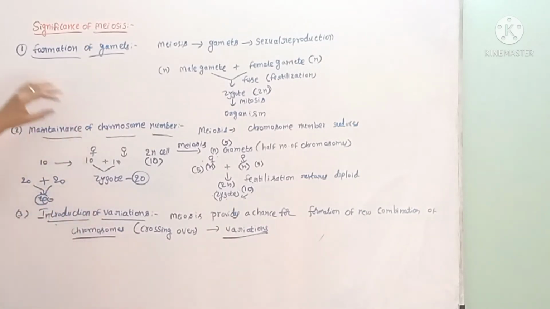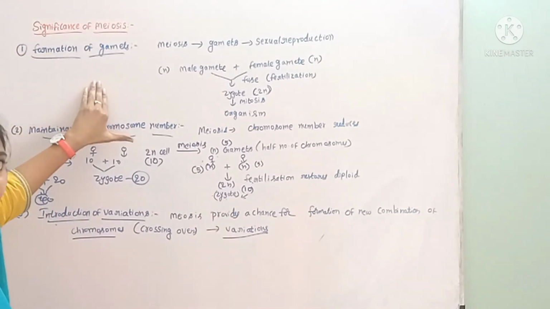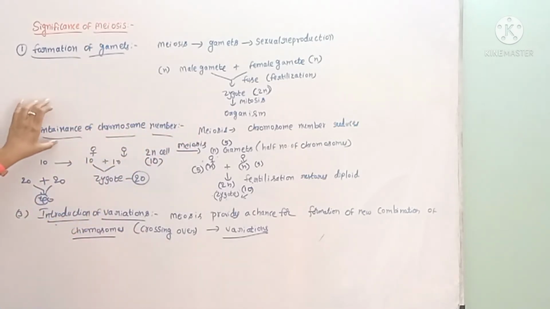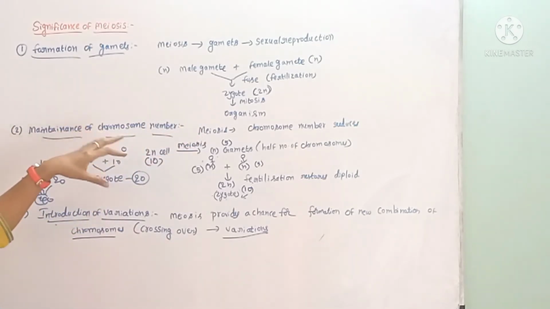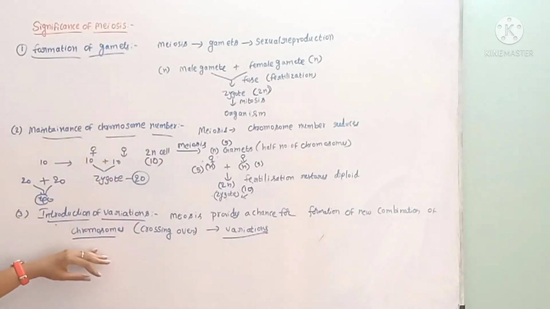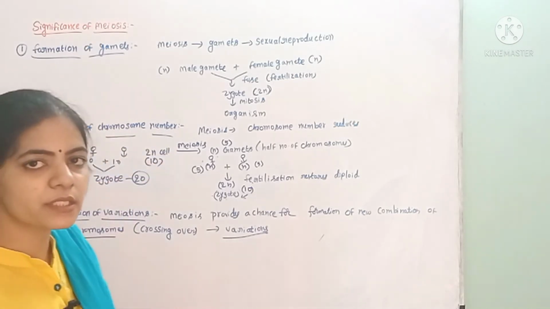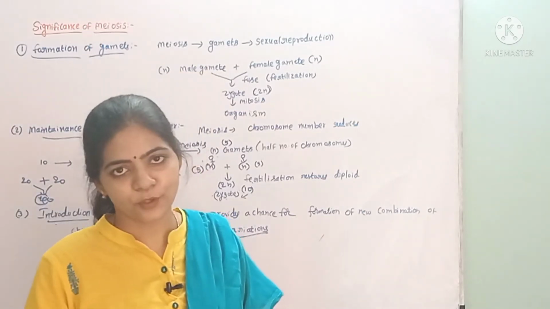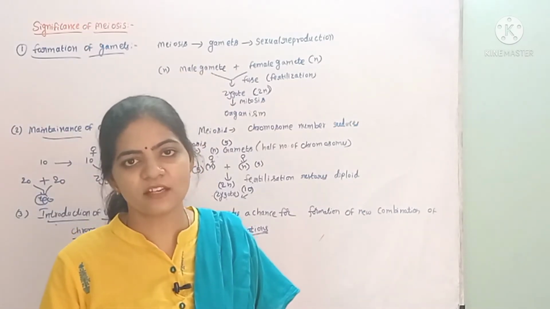So what is the significance of meiosis? For the formation of the gametes which are involved in sexual reproduction, for the maintenance of a constant number of chromosomes in each generation, and for introducing variations in each generation. For all these three processes, meiosis is important. This is about the significance of meiosis.